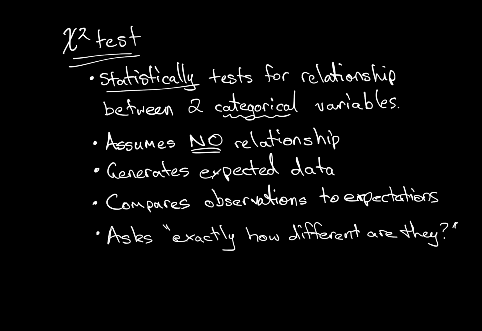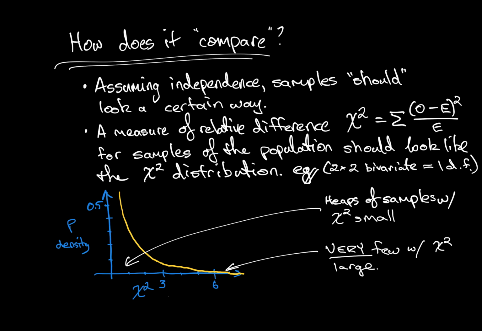The test works by first assuming that no relationship exists. Then we generate what the expected data should look like. Next, the observations are compared with those expectations. And finally, the chi-squared distribution is used to ask exactly how different the observations and expectations are. A natural question to ask is exactly how this method compares the observed and expected data.